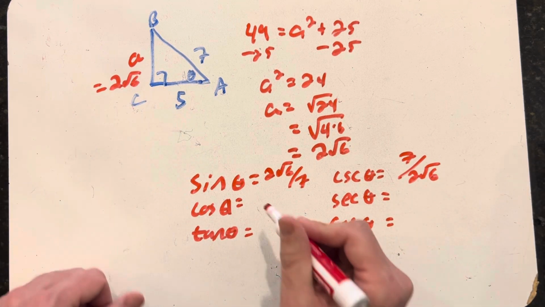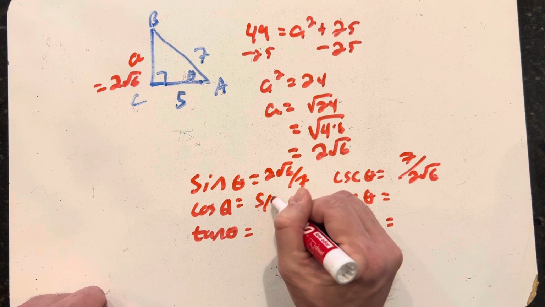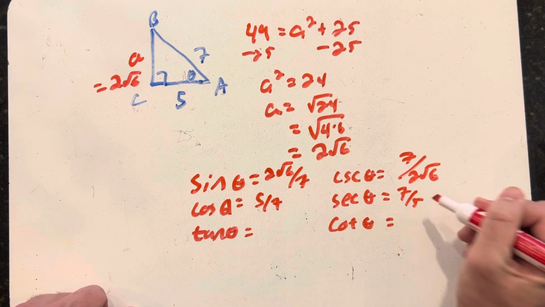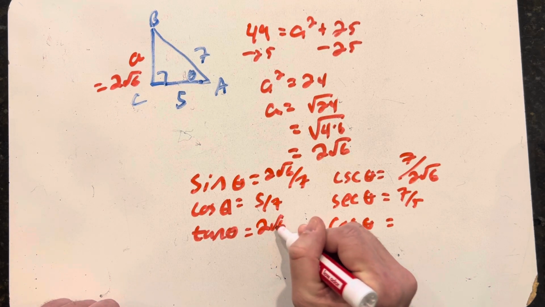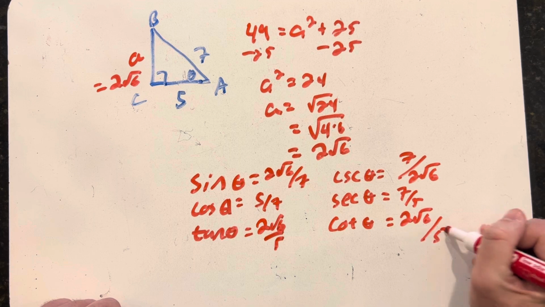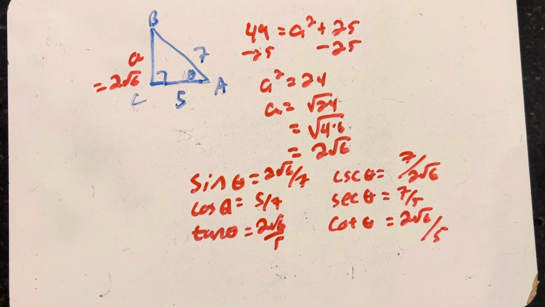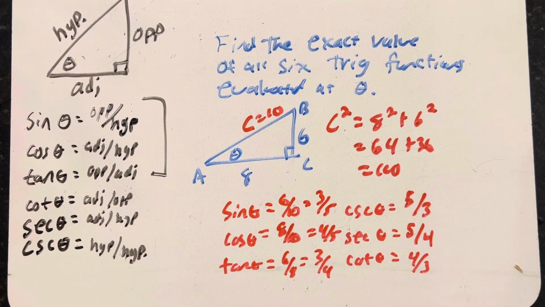Cosine, the adjacent over the hypotenuse, so 5 over 7. That's a nice pretty one. And then finally tangent, the opposite over the adjacent. All right, so we've used our definitions to find the exact values of trigonometric functions.